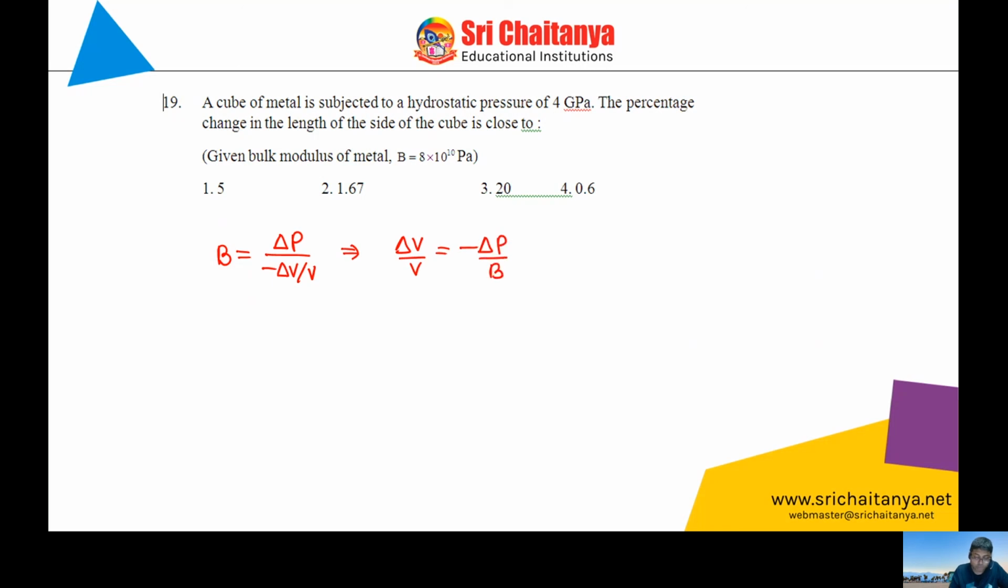Now you have a cube of metal. For a cube, we can write V is equal to L cube. So ΔV by V, we can write as 3 times ΔL by L. Substituting it, 3 times ΔL by L, 3 will go to the other side, and you have ΔL by L equals ΔP by 3B. If you take the mod sign over here, we will get rid of this negative, because they are just asking for the absolute value of the percentage change.